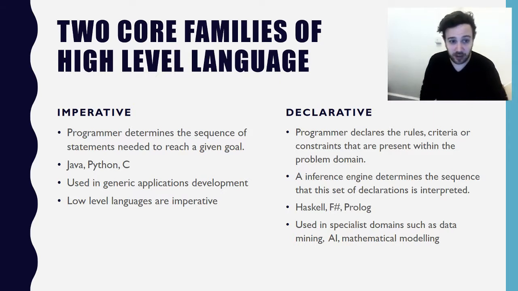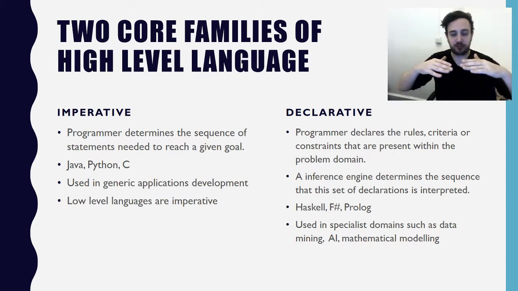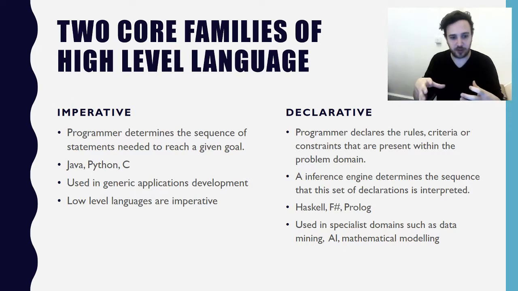And the other important thing here is that while you could think, right, there's low level and high level, and then high level can then be imperative or declarative, you shouldn't think of it like that, because low level languages do specify the sequence of instructions and the flow of execution, and therefore they are too imperative.